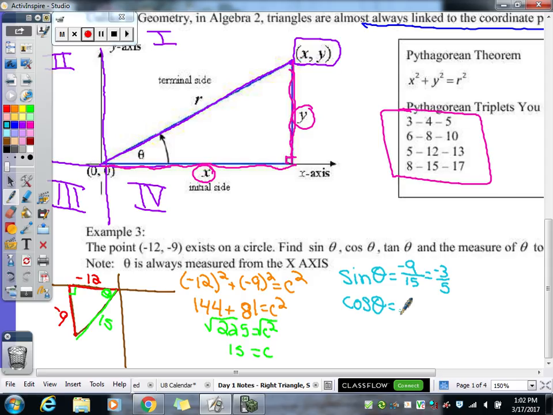All right, so let's do our cosine theta next. So cosine is what side over what side? Adjacent over hypotenuse. So our adjacent side would be negative 12. Our hypotenuse is 15. So what does that reduce to? Negative 4/5. And so then our tangent, opposite over adjacent. So we would have negative 9 over negative 12, which reduces to what? 3/4.